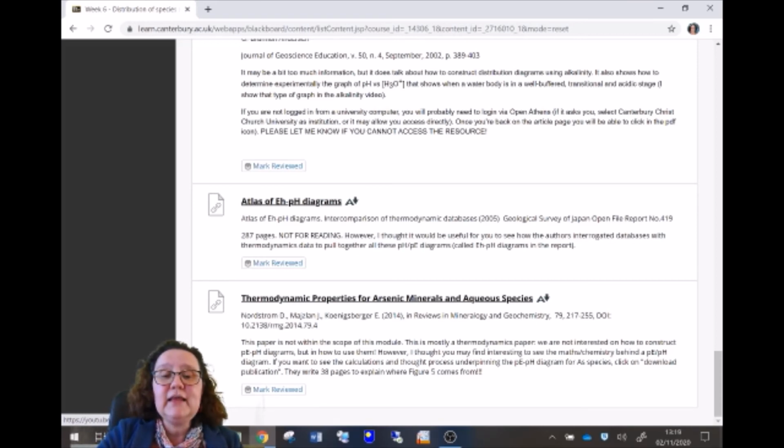So basically, this paper is around 30-something, almost 40 pages, exclusively dedicated to putting together one of these pH-PE diagrams, the one for arsenic. So as you will see, they cover in almost 40 pages of text and equations how to generate one of the figures, figure 5 of the paper, which is the pH-PE diagram for arsenic species.